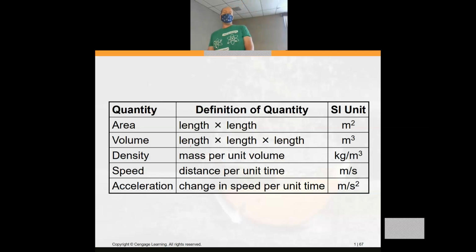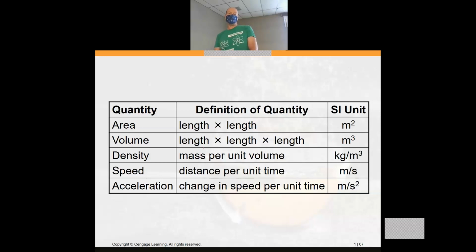All right. So area is a length times width, so it's 2 units of length, and so it's meters squared. Volume, length times width times height. And again, 3 distances that you're measuring, all of them in the SI unit of meters. So you have meters times meters times meters, meters cubed.